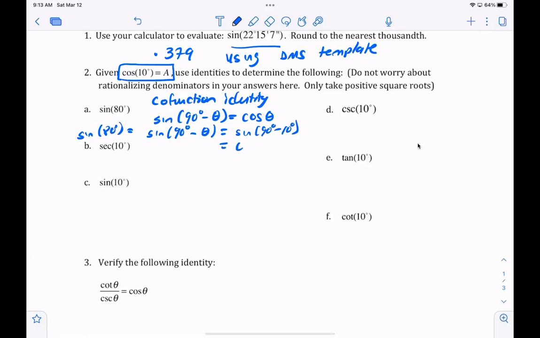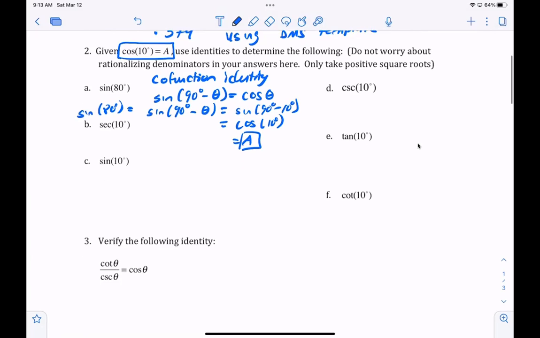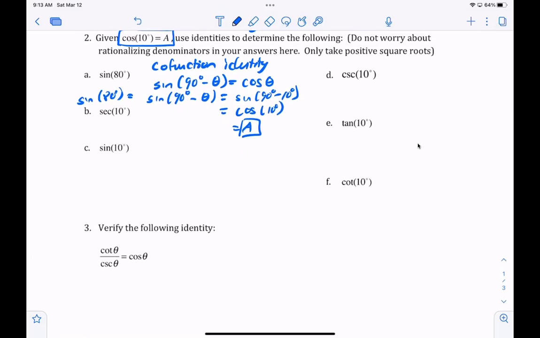And that's going to be equal to cosine of 10 degrees. But we were told that cosine of 10 degrees is A. So sine of 80 degrees is A because sine of 80 is the cosine of the complementary angle. Next problem says, what's the secant of 10 degrees?